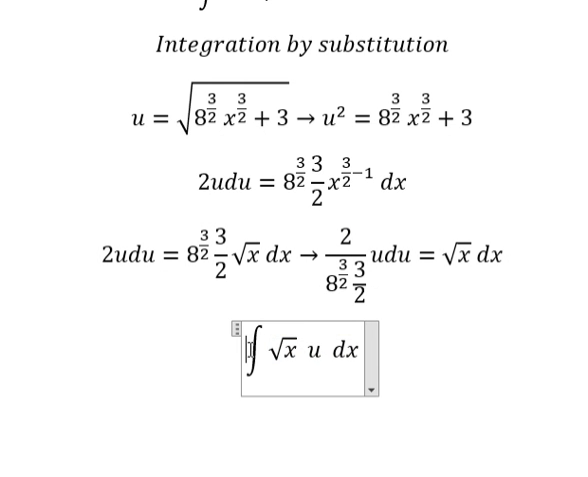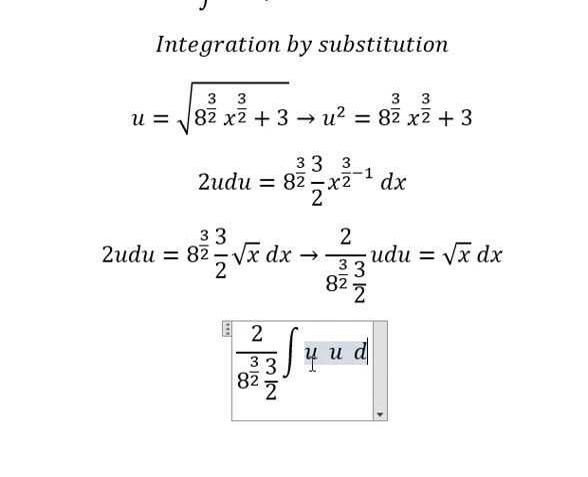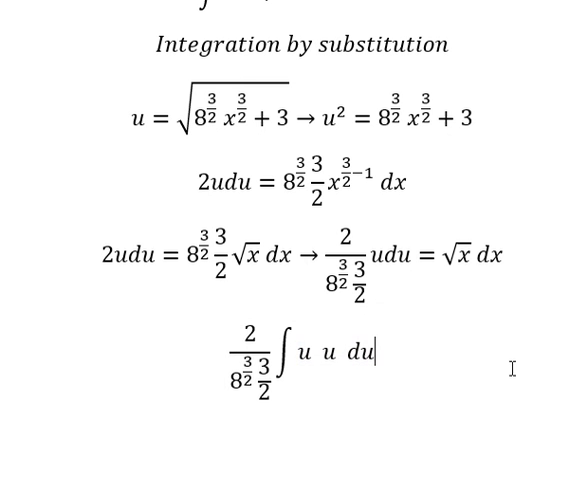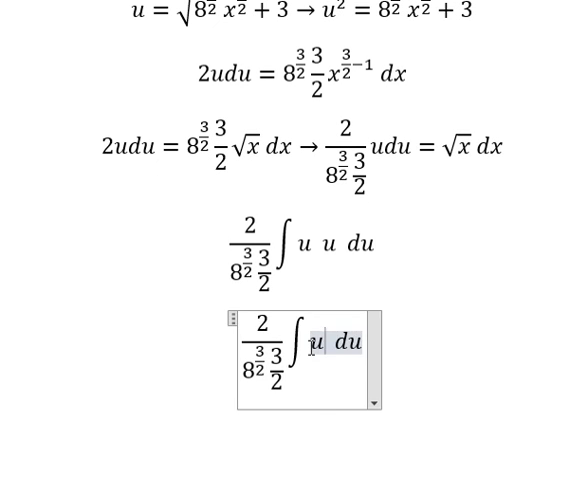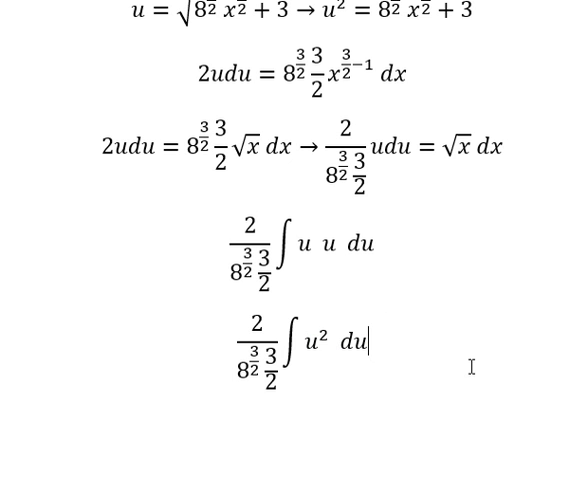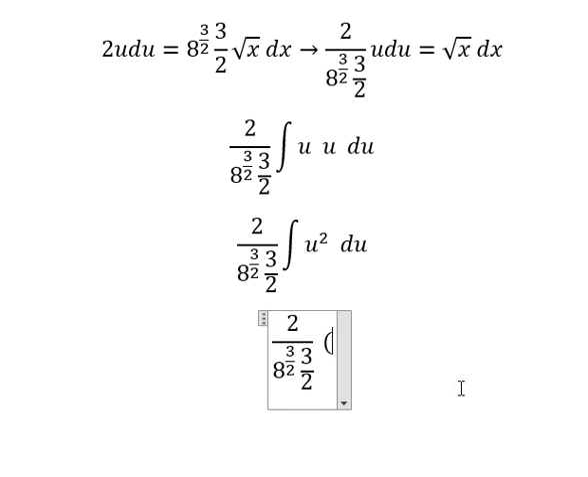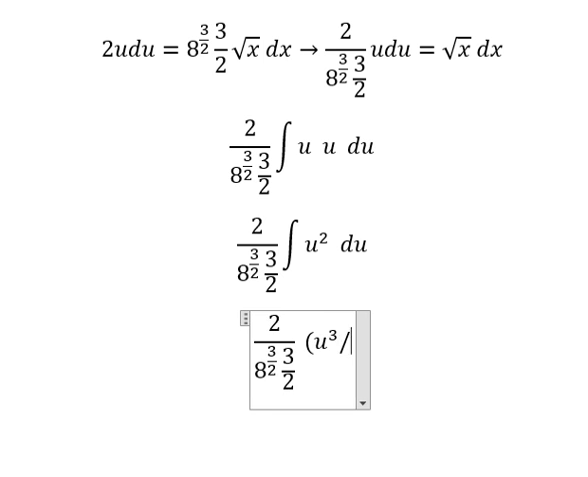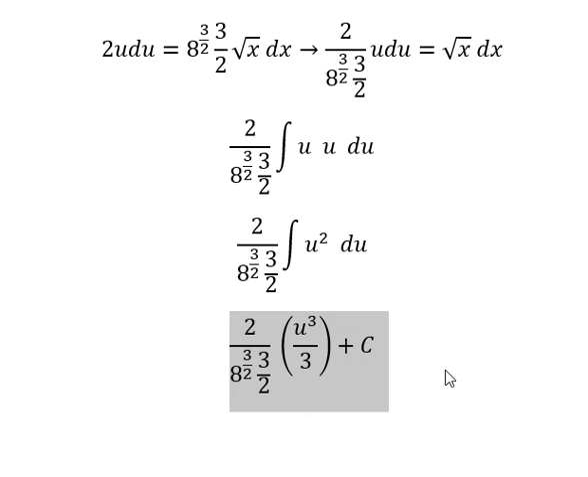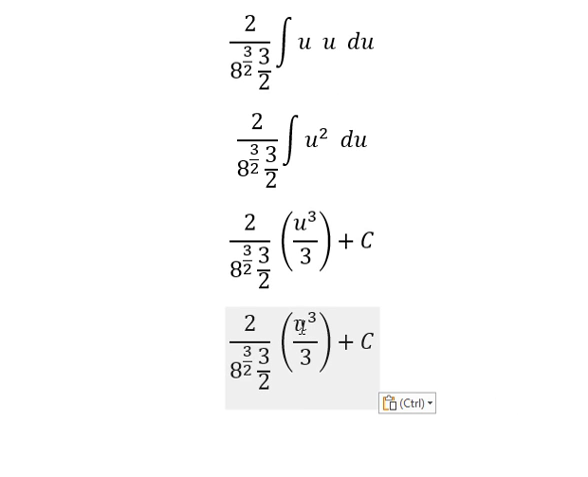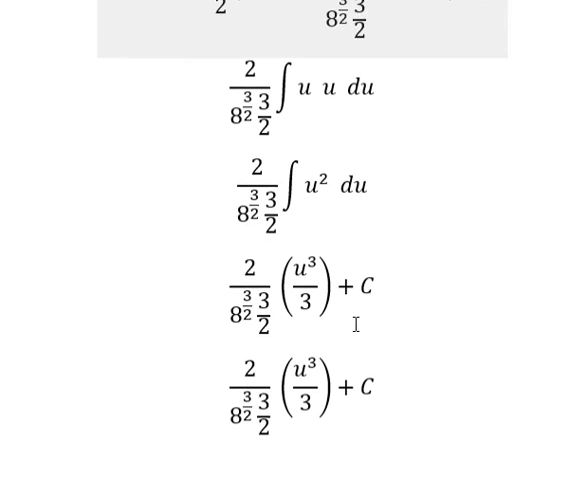So I will put the numbers in here. u times u, we have u squared. The integration of u squared is u to the power of 3 over 3, and then I will put c. For u, that is this one.